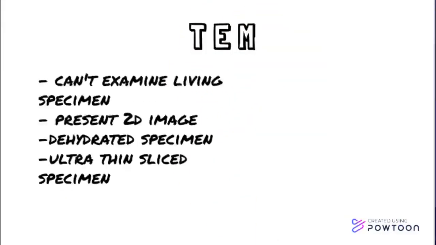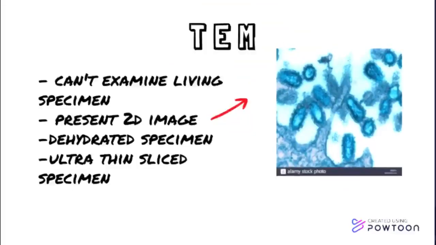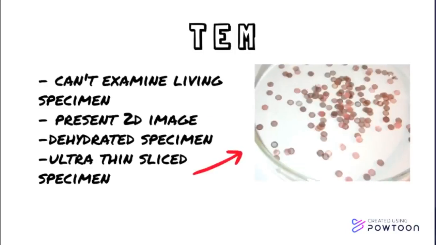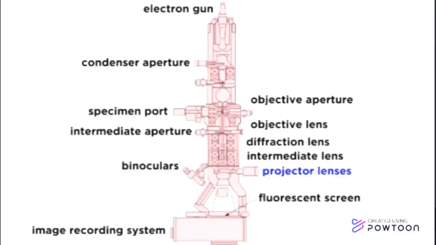Next, the transmission electron microscope can only examine non-living specimens, and it only presents a 2D image of a 3D specimen. Also, the specimen has to be dehydrated and ultra thin, so it can be electron transparent, so the electron beam can pass through the specimen.